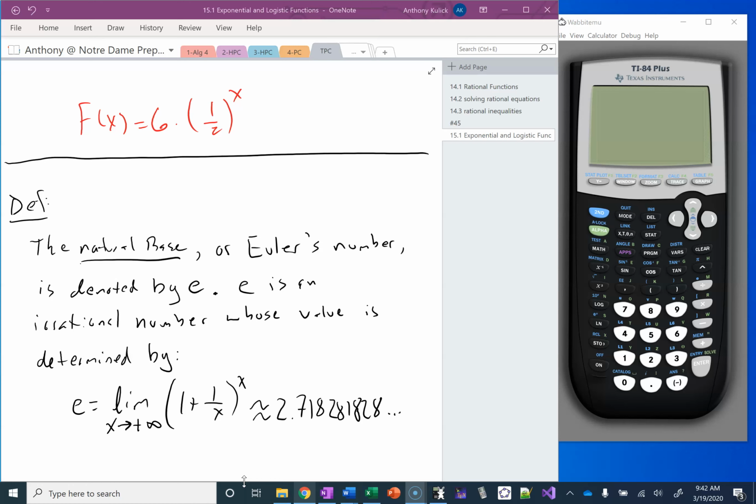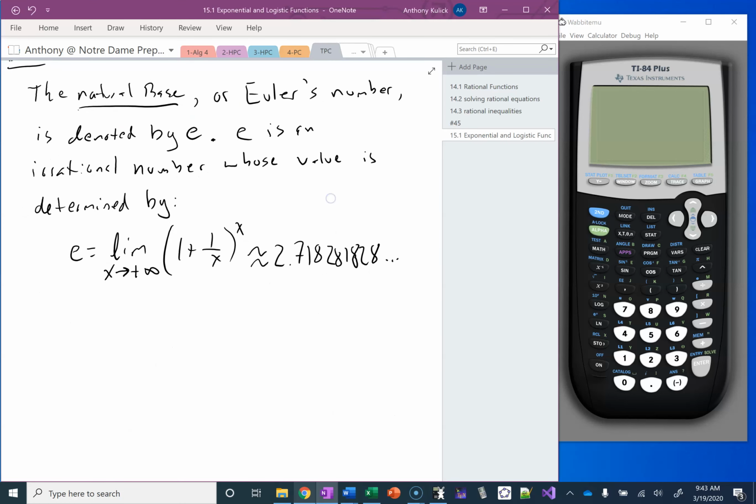Now, this natural base is a really important number because it's, hold on, my dog is attacking me. Okay, I'm back. I think the dog was getting jealous that I was talking to the computer. It was very strange.